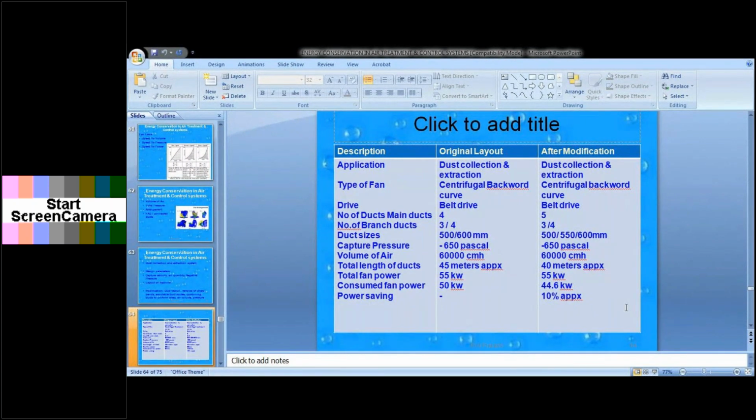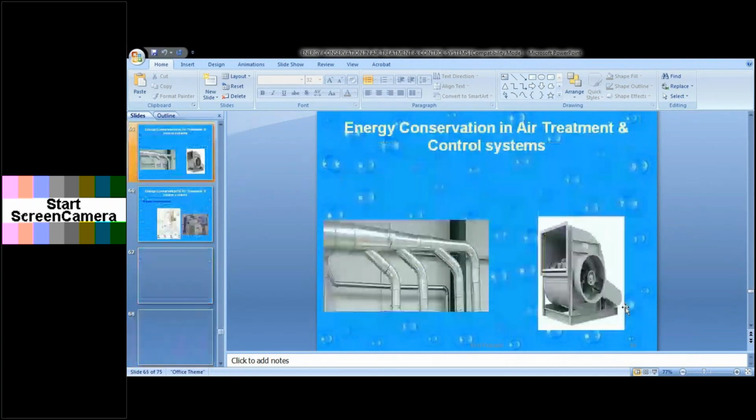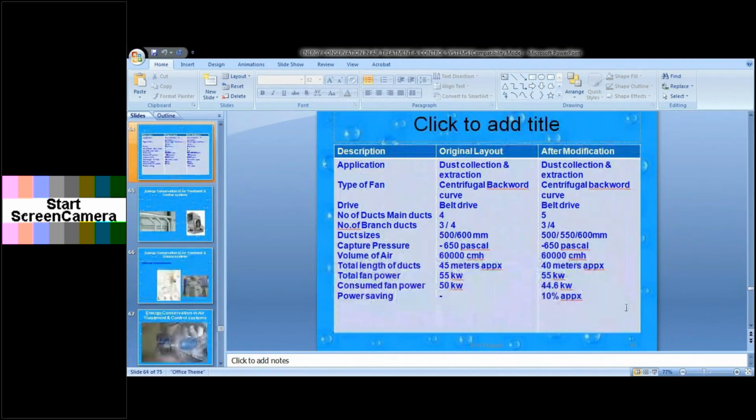So total installed fan power was 55 kilowatt. Earlier it was consuming 50 kilowatt. So after this modification, it was consuming only 44.6 kilowatt. So about 10% approximately power was saved. The power saving is mainly due to reduction of the dynamic pressure.